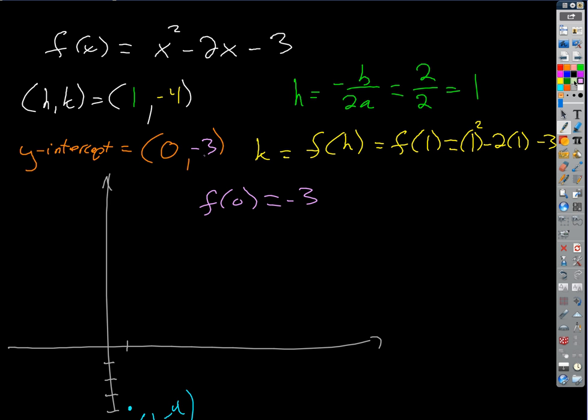So what about x-intercepts? No big deal. A little bigger deal. What's going to happen at each of the x-intercepts? What has to be true there?